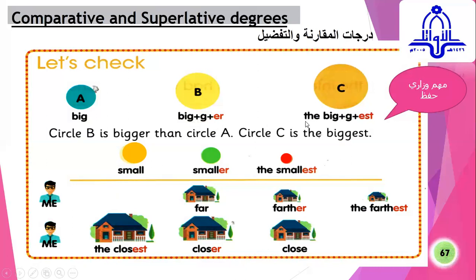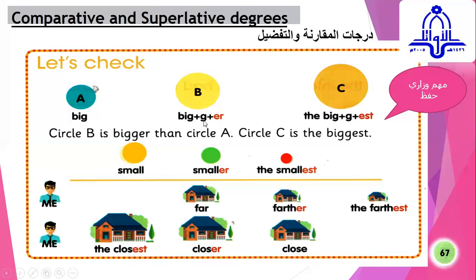And circle C is the biggest. وcircle C الدائرة C هي الأكبر. The biggest. Also duplicate G but we add EST. So in comparative we will add ER to the end of the adjective. في درجات المقارنة نضيف ER إلى نهاية الصفة short adjective للصفة القصيرة اللي تتكون من one syllable sound من مقطع صوتي واحد. وفي التفضيل نضيف EST إلى نهاية الصفة القصيرة. يعني راح يكون عندي big, bigger, أكبر, the biggest, الأكبر.